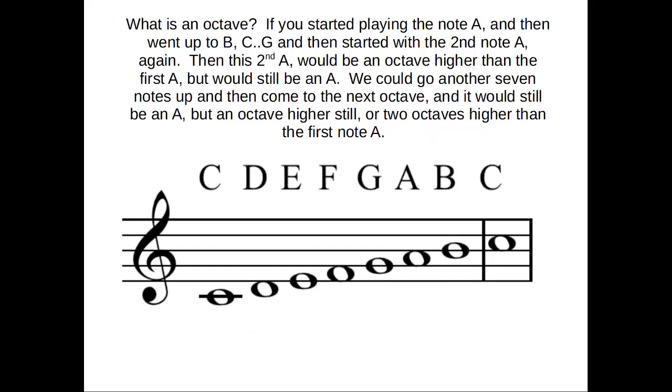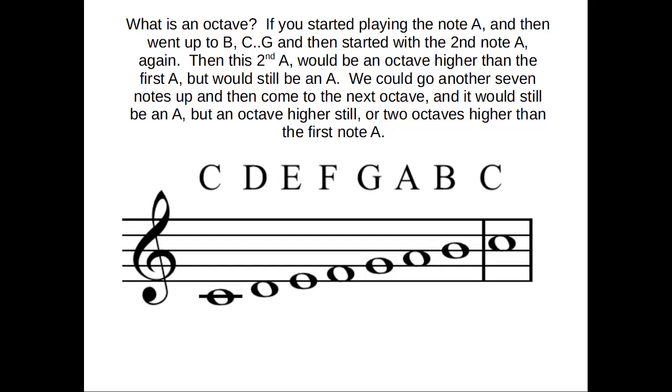What is an octave? If you started playing the note A and then went up to B, C, D, E, F, G, and then started with the second note A again, then the second A would be an octave higher than the first A, but would still be an A. So it's still an A, but it's definitely not the same note. The notes are an octave apart. We could go another 7 notes up and then come to the next octave, and it would still be an A, but an octave higher still, or 2 octaves higher than the first note A.